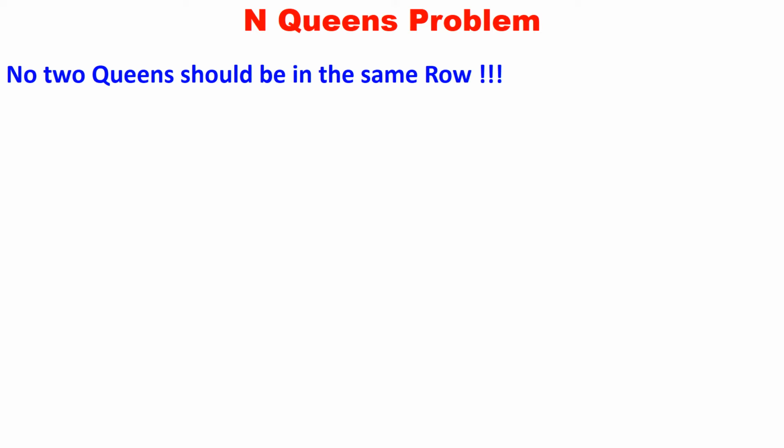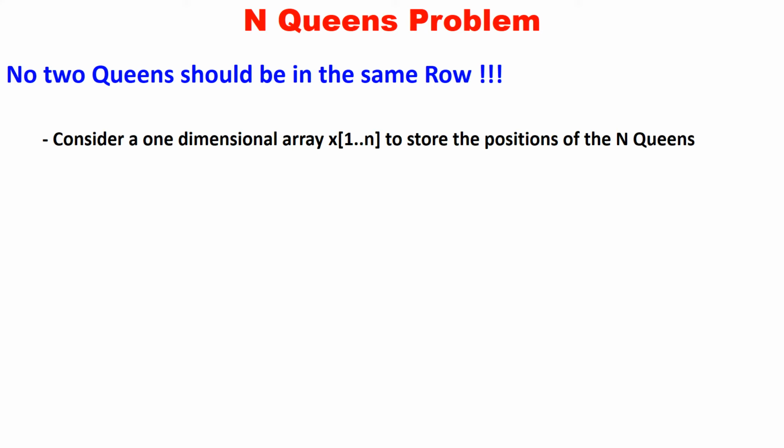We shall go to some of the concepts and then we shall design the algorithm. First, how to make sure that two queens should not be in the same row. See, for this we consider a one-dimensional array X which can store values from 1 to n to store the positions of the n queens. Why 1 to n? Because n queens are there. X can store the column numbers of all the n queens.